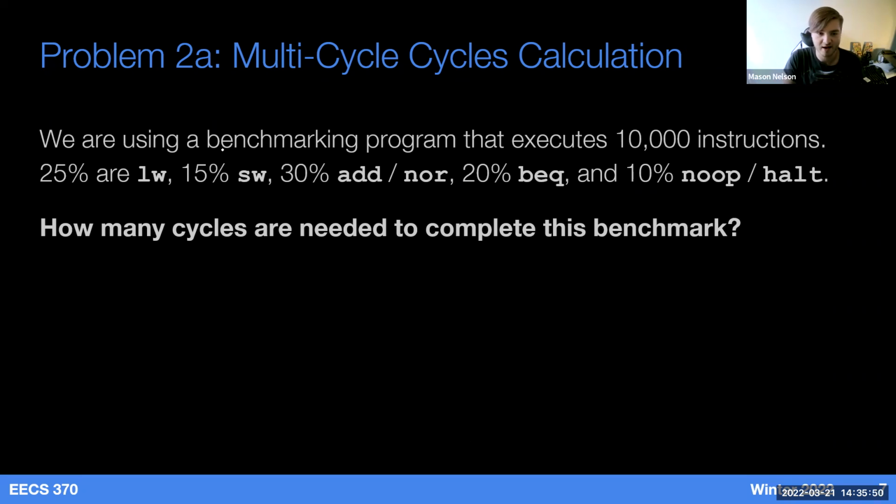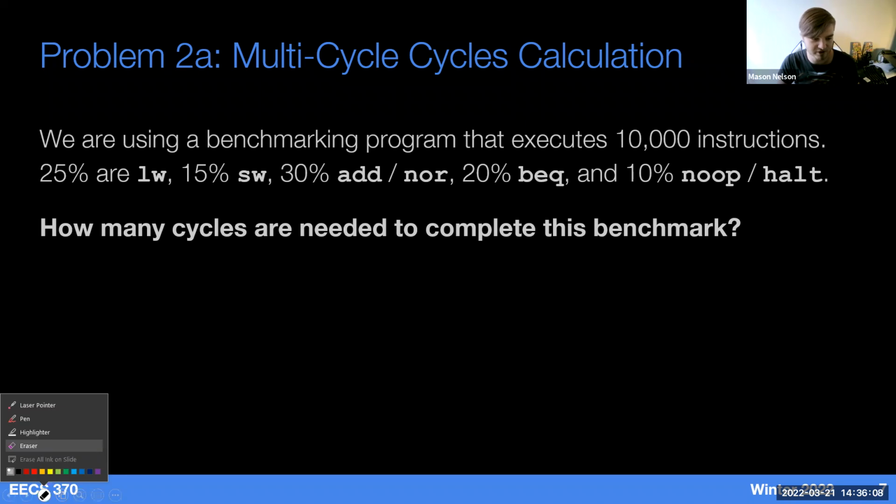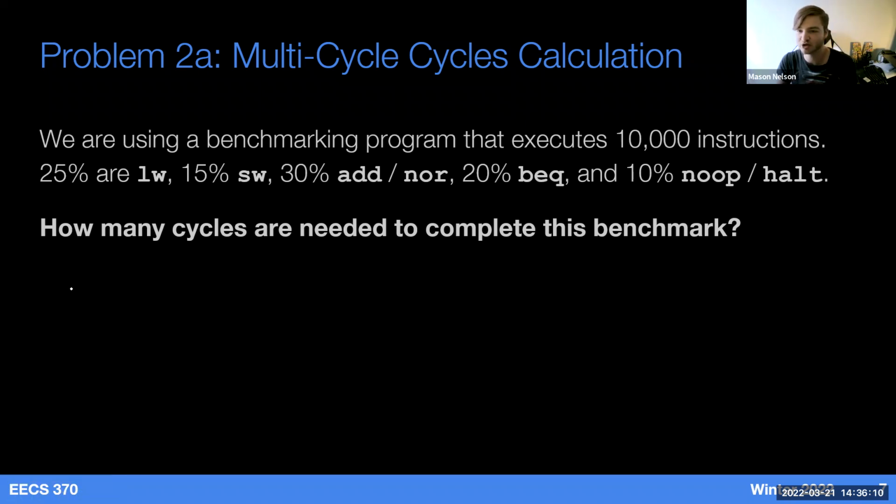Either you can multiply the 10,000 times a percentage times the number of cycles, but I'm going to do it a little different here. And I'm going to just multiply the straight up number of instructions so that we can see how it works both ways. So if we have 10,000 total instructions, 25% of those are LW. That means we have 2,500 LWs that will each take 5 cycles, if you remember from our little state machine that we had for the multi-cycle.